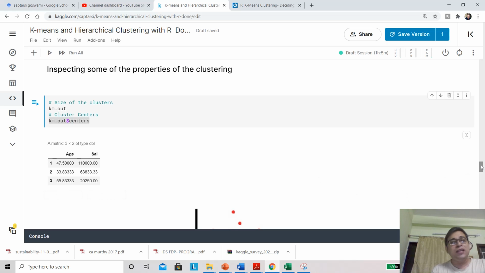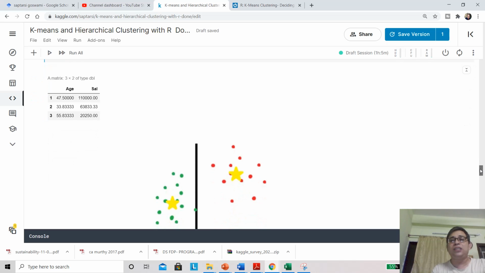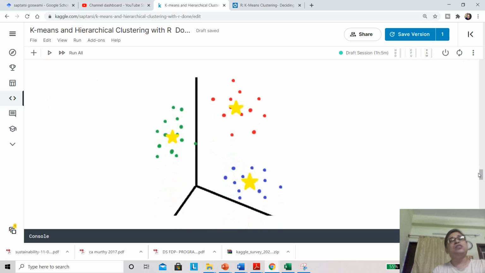So for that, I will introduce you to another term, which is called within SS, at least that is what is referred to by our terminology. So let's say these are your three clusters, right? And these yellow stars actually represent the cluster centroids. So what we are doing over here is, we'll find out the distance of all the points from the centroid for each of the points, right? So I'll get a value for this cluster, and I will take an average of that. So that will be the within cluster sum of squares for this cluster.